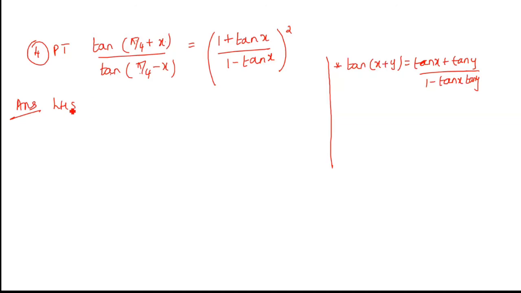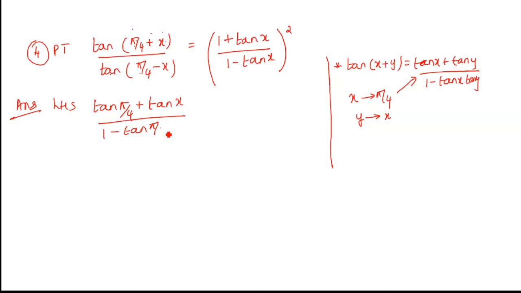Okay, so let us start with the left hand side. We have to reach the right hand side. So tan (x plus y): in place of x I have pi by 4, in place of y I have x. Just observe this formula and substitute. Therefore you will get (tan pi by 4 plus tan x) whole divided by (1 minus tan pi by 4 into tan x). This is just the numerator I've finished.